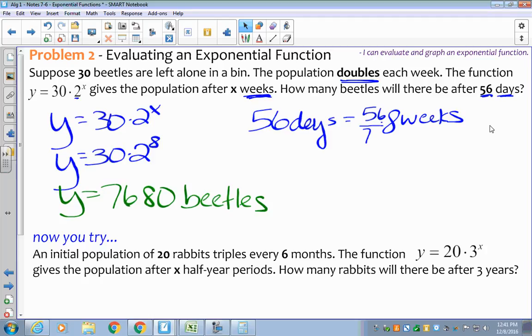Okay, so now you guys go ahead and give it a whirl. An initial population of 20 rabbits triples every 6 months. So it triples every 6 months. Y equals 20 times 3 to the x gives a population after x half-year periods. How many rabbits will there be after 3 years? And your hint, you're not putting 3 in the equation.